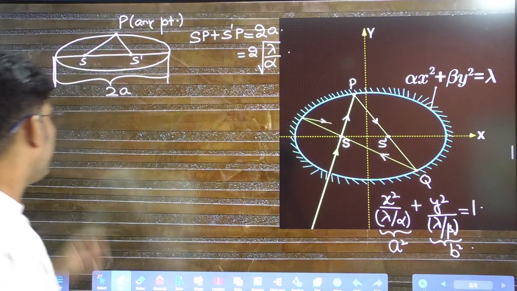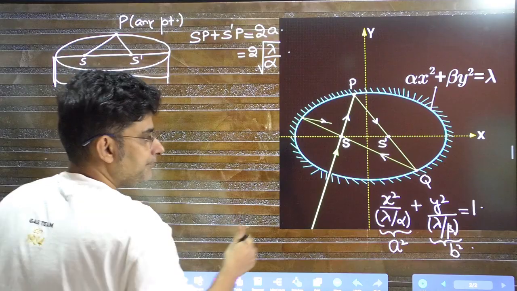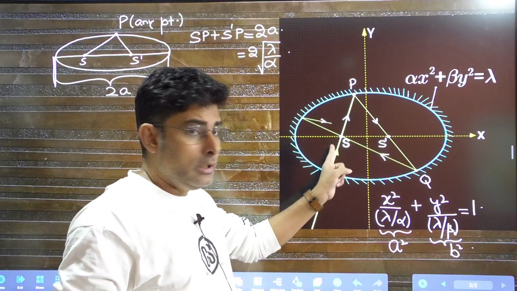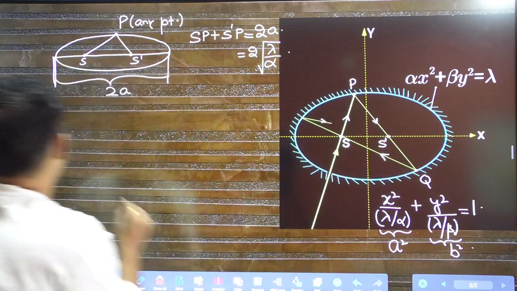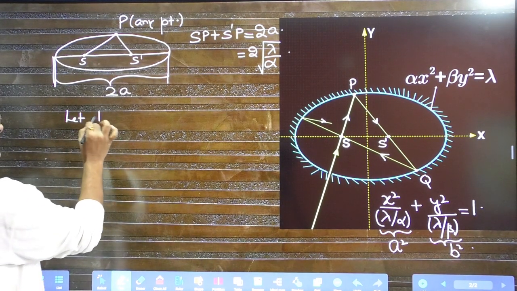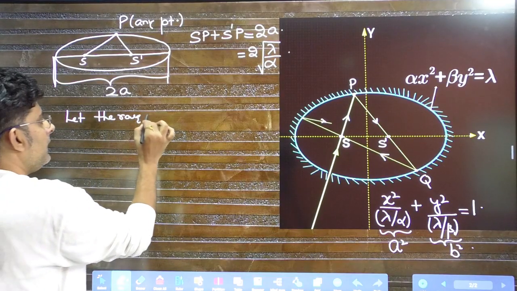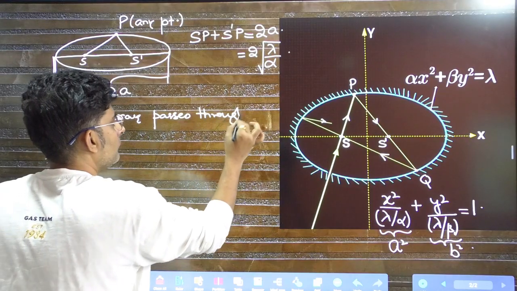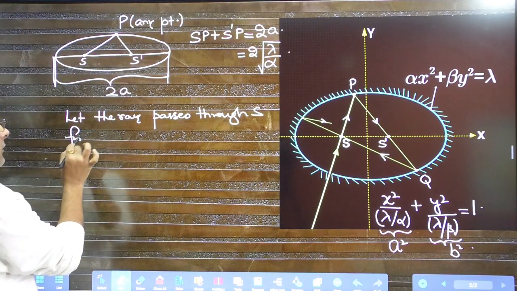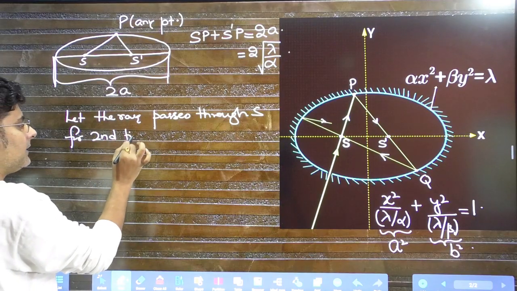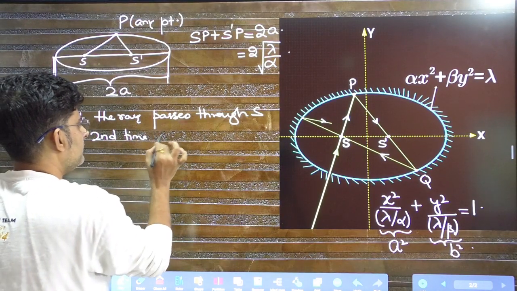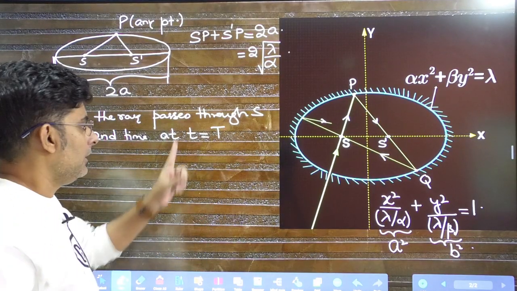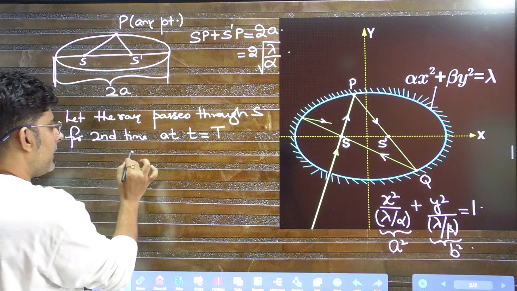So from here, if I see, the first time it passed through the focus at t equals to 0. Now next time again when it comes, let the ray pass through S for the second time. First time it was at t equals to 0. Second time at t equals to capital T. So what will be the value of capital T?